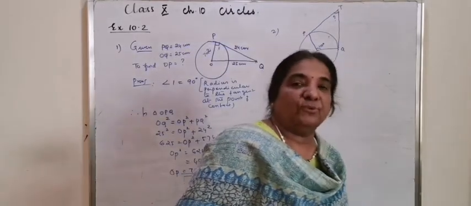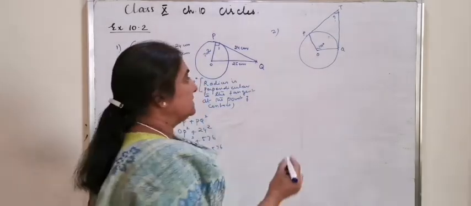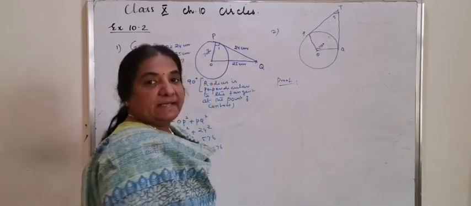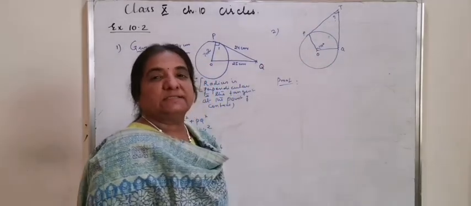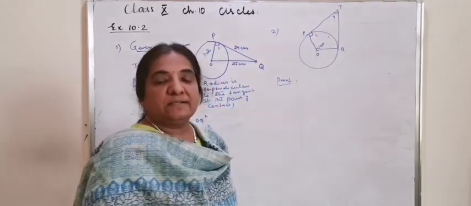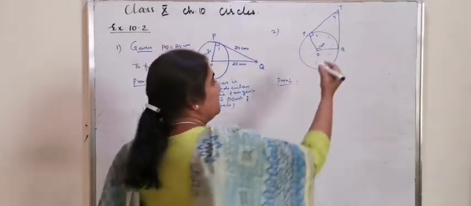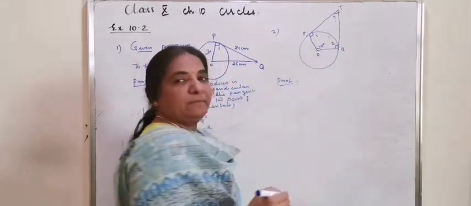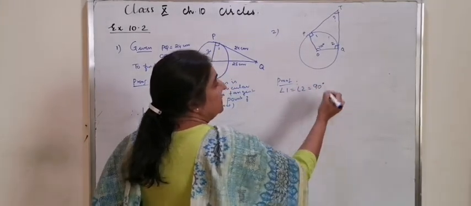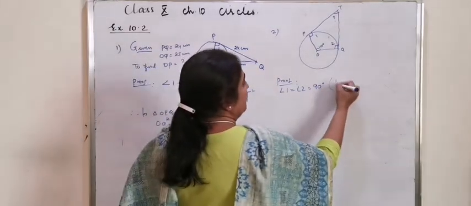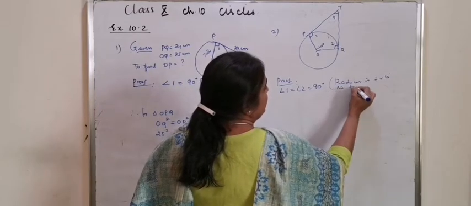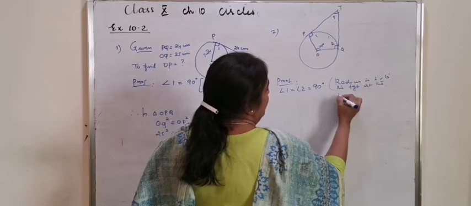There are two methods of doing this question. The first type is proof. OP represents the radius, TP represents the tangent at the point of contact P. We can apply the first theorem: angle 1 is equal to 90 degrees. Similarly, angle 2 is also 90 degrees by the same reason. So, angle 1 is equal to angle 2 is equal to 90 degrees. Reason: the radius is perpendicular to the tangent at the point of contact.